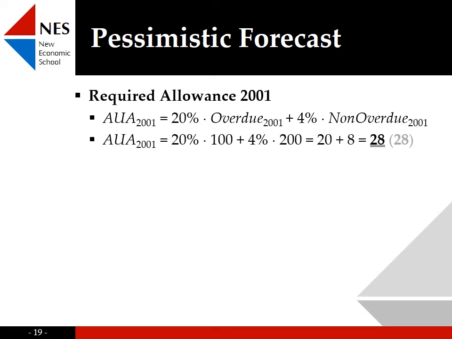Now let's consider the second case, when the company realizes at the end of 2001 that it has been too pessimistic about its ability to collect receivables, and it switches to the more realistic bad debt policy that requires only 20% of the overdue accounts and 4% of the non-overdue accounts to be counted towards the allowance for uncollectibles. So under this scenario, of course, the desired level of allowance at the end of year 2001 will be 28, exactly as it was in the base case.